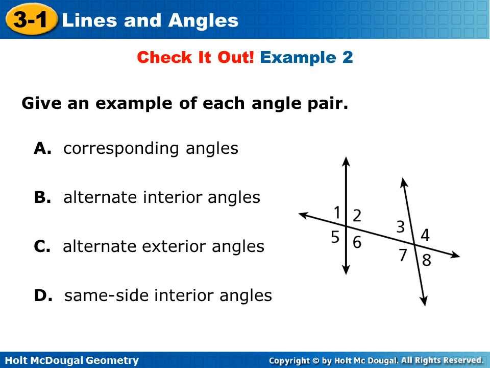Let's look at another set. Now our picture is turned sideways. So our two lines are facing upwards and the transversal is going from right to left. So some corresponding angles would be 1 and 3, 2 and 4, 5 and 7, or 6 and 8. Alternate interior angles could be 2 and 7 or 6 and 3. Alternate exterior angles could be 1 and 8 or 4 and 5, and same side interior angles could be 2 and 3 or 6 and 7.